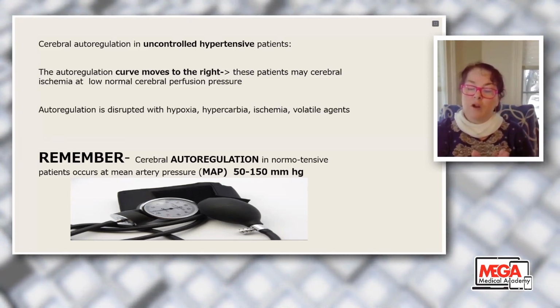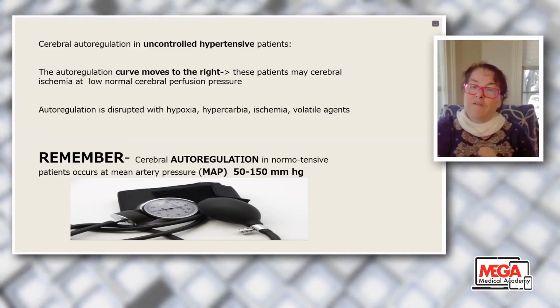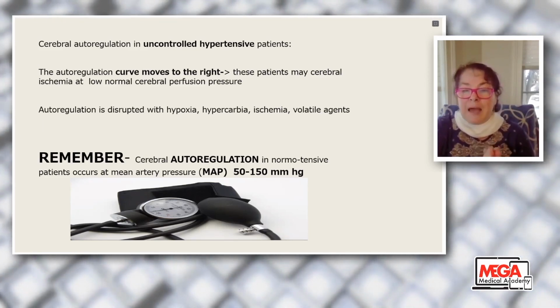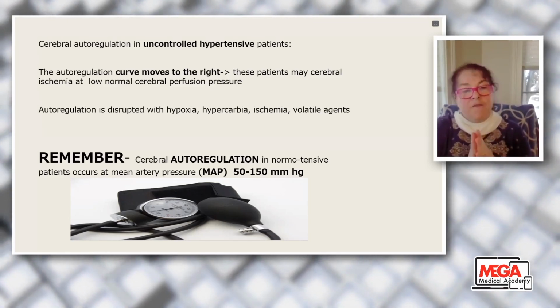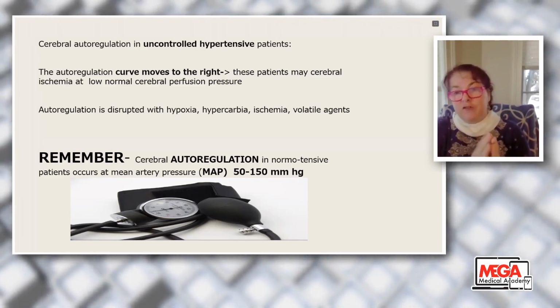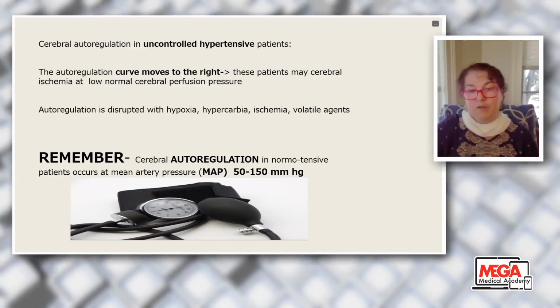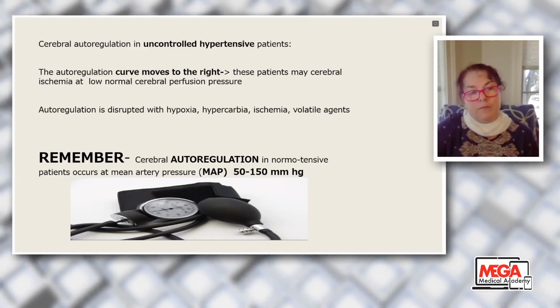What that means is that a normal patient may not have cerebral ischemia until their MAP, or their cerebral perfusion pressure, is less than 50. These people might have it at 50 or 60 or 70. They need more pressure because they're used to higher blood pressure.